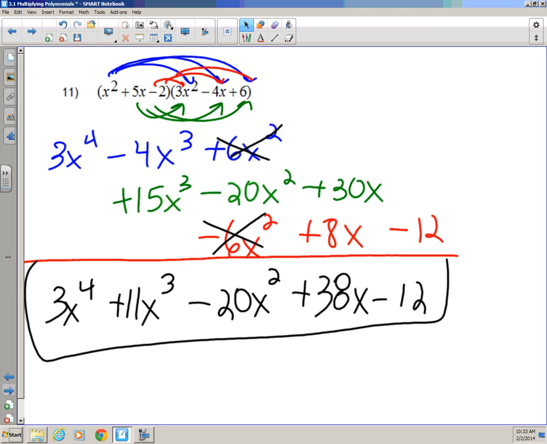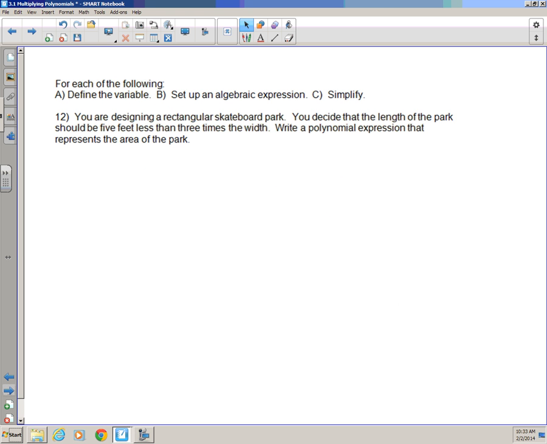Okay, so we got a couple of word problems and then we are good to go. For each of the following, make sure that you define the variable. Make sure you set up an algebraic expression, not an equation. We're not solving anything, just an expression, and that you simplify.